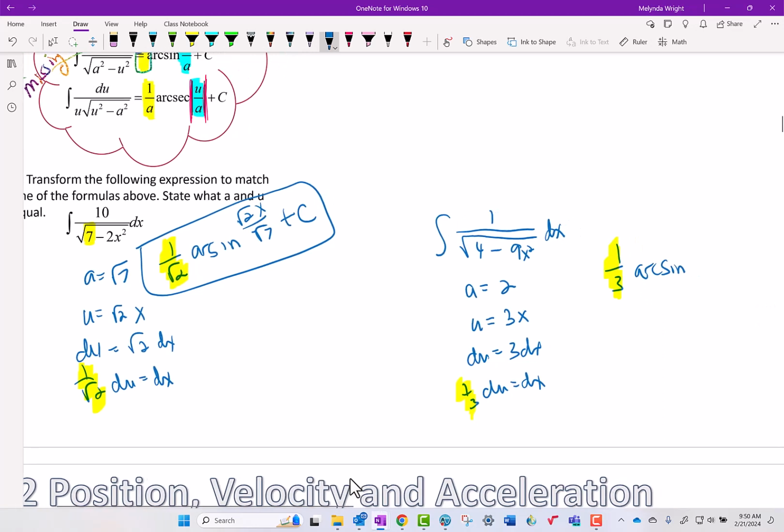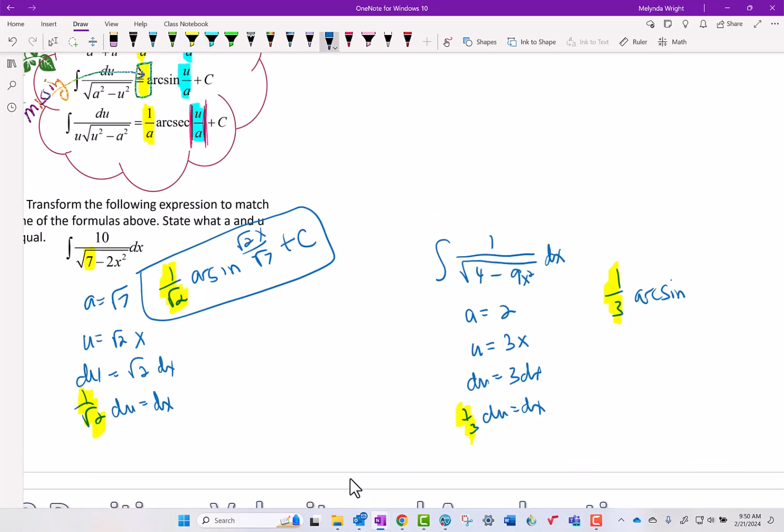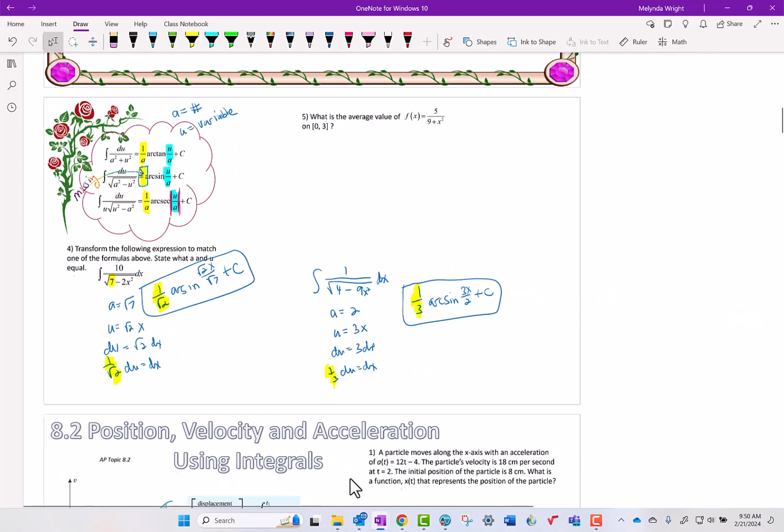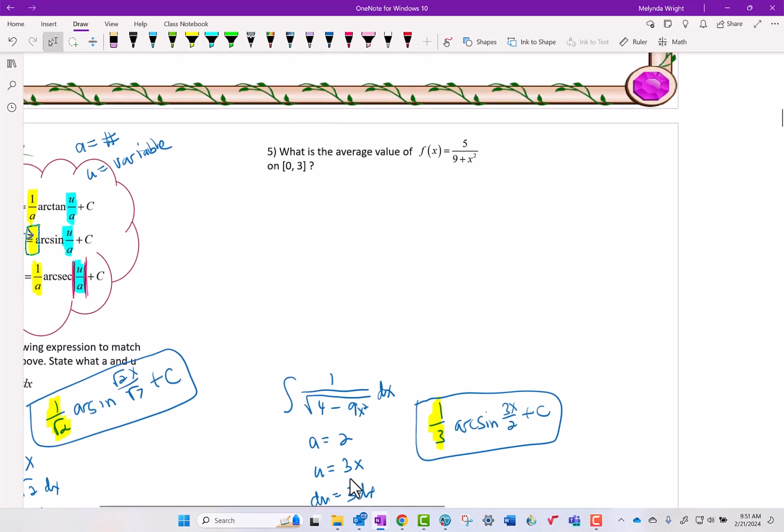Would you just multiply the 1/3 by 1 over, by 1/3, right? Yeah, you would. Arcsine of u over a, so it would be 3x over 2 plus c. So that's why these formulas are very significant, because they basically give us the answer. And if you know the formula, you can integrate by just filling in the blanks. Okay, is that okay? Okay, so now we've got one example where we actually do use the formula to find the average value.